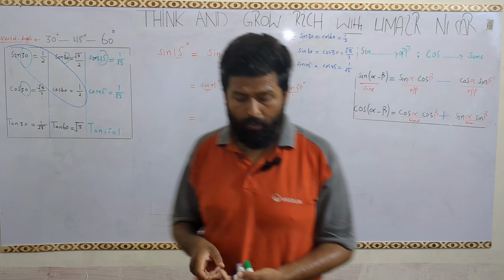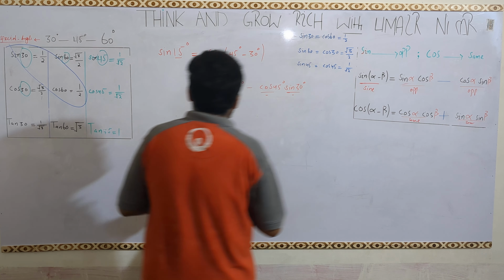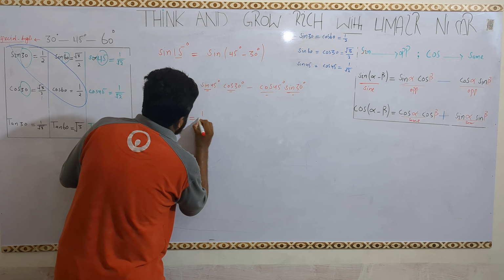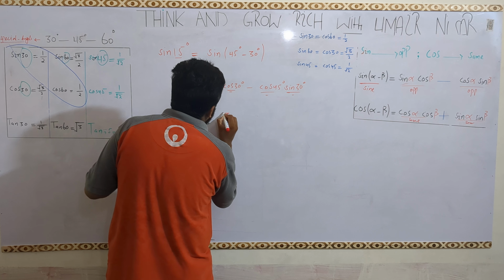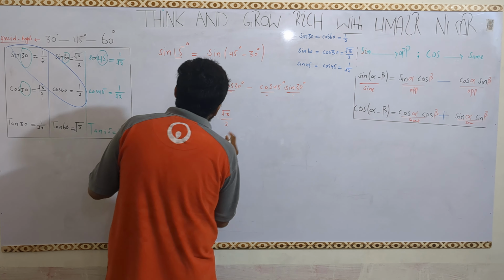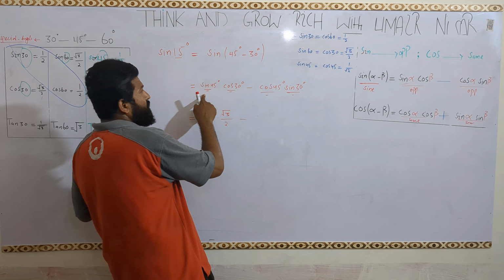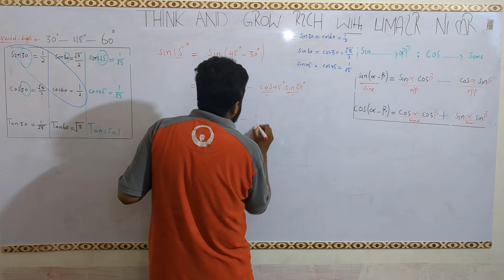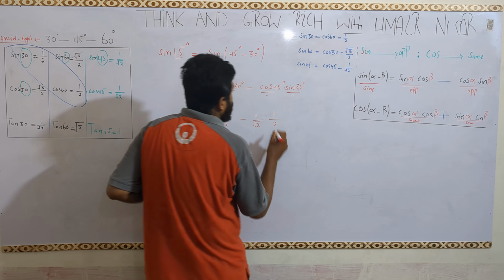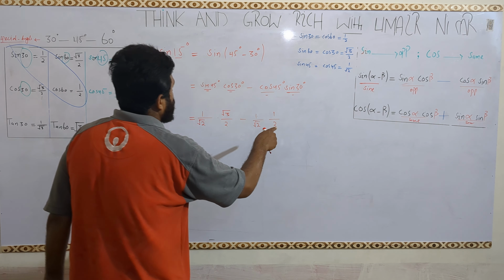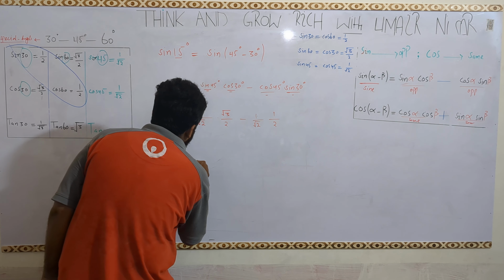So again, we discuss here: sine 45 is equal to 1 over under root 2. Put the values here. Cos 30 is under root 3 over 2, minus cos 45 and sine 45. This value is 1 over under root 2. Sine 30 is 1 over 2. So here is sine 30, 1 over 2, and cos 30, this value. Now we will solve this problem.